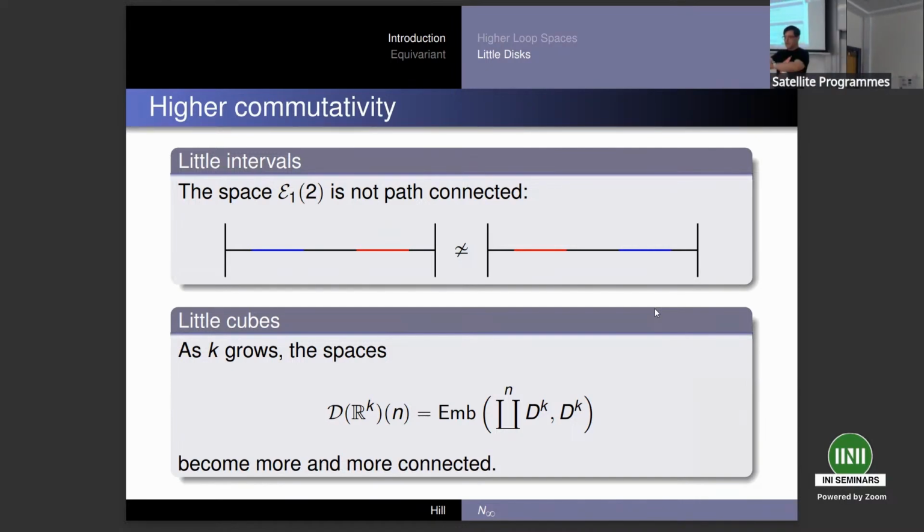So the little one disks is not path connected, in the sense that if I do this embedding where there's the line that's standing in front of me, I'm not just sort of putting my arms out to faith heal you.